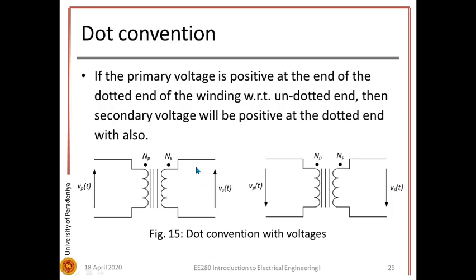Now we will see how we can find out the voltage polarity. If the primary voltage is positive at the dotted end with respect to the undotted end, then in the secondary winding also, the voltage at the dotted end would be positive with respect to the undotted end. If it is the other way around, that is, the voltage is positive at the undotted end with respect to the dotted end in the primary, then in the secondary winding, the undotted end voltage would be positive with respect to the dotted end.